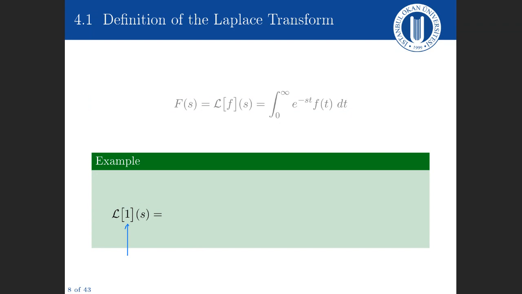I've written the formula at the top. We're going to replace f of t by 1, and calculate this integral. So we're going to be doing the integral from 0 to infinity of e to the power minus st dt. That's the same as the limit as capital R tends to infinity of minus e to the minus st over s, evaluated at 0 to R.